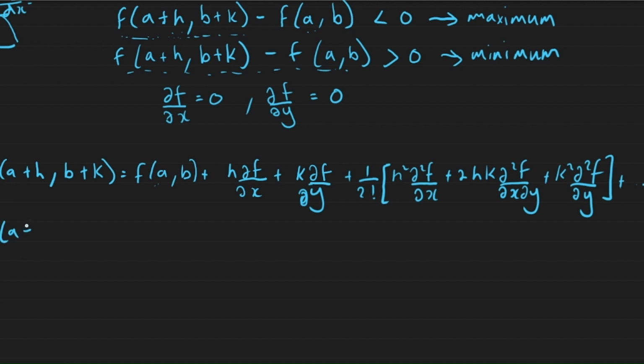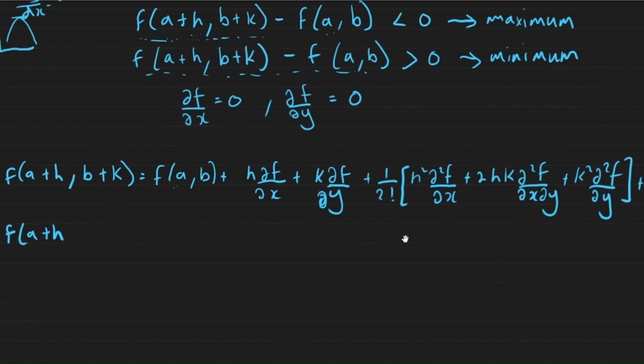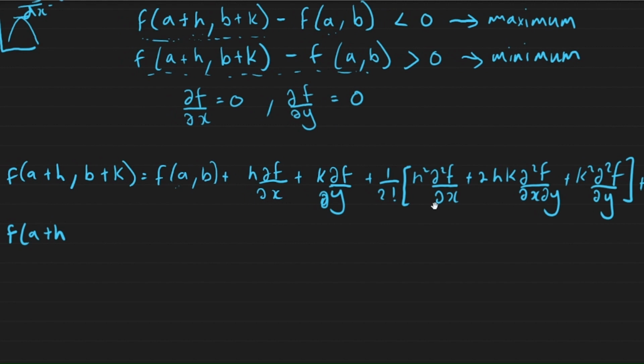So we have FA plus H, B plus K, and then taking this over to the other side, minus F at AB, and this is equal to everything on the right hand side. However, we can do some simplifications here, or rather certain terms go to 0.